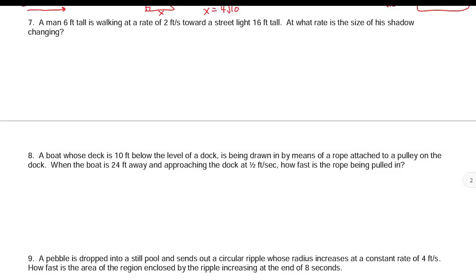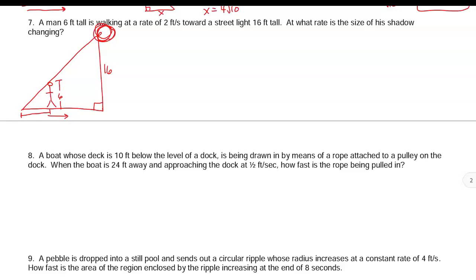Number 7. A man who is 6 feet tall is walking at a rate of 2 feet per second toward a street light that is 16 feet tall. So I'm going to draw a street light 16 feet tall. The man is walking toward it like this. The man is 6 feet tall. The question is about his shadow, and the shadow for the man is on the left here, to the left of the man, because the light source is up here.